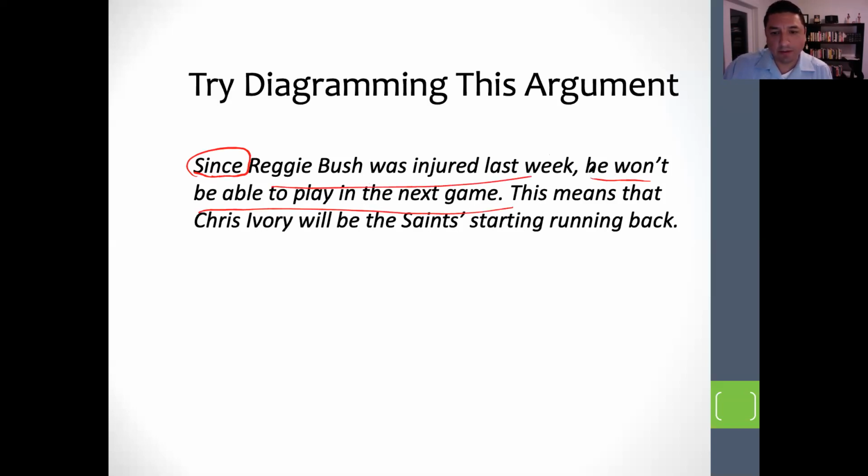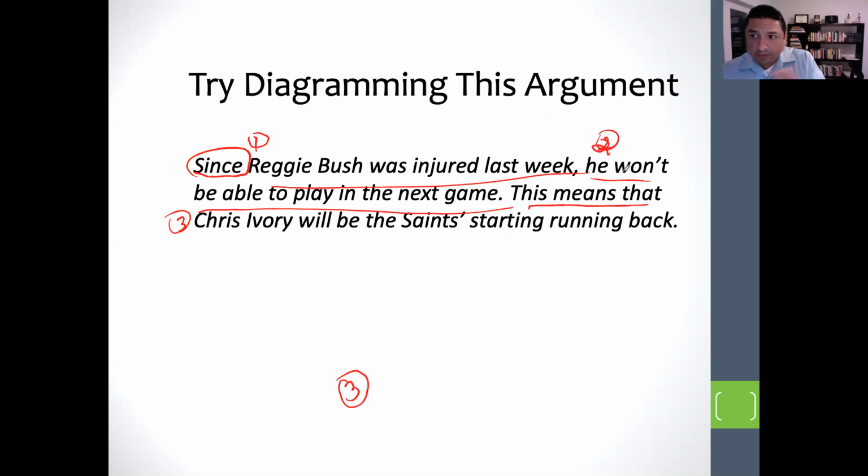Let's go ahead and denote those as 1 and 2. And then there's a third one here. This means that Chris Ivory will be the Saints' starting running back. So that's 3. Now this is another conclusion indicator actually, right? So it's saying because of what came before, it follows that Chris Ivory will be the Saints' starting running back. So you would put the conclusion there.